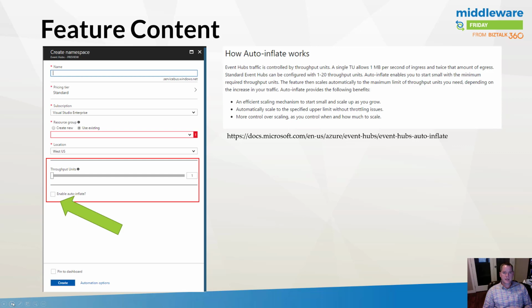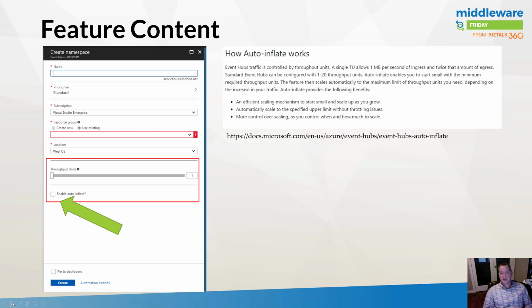And the whole idea with Auto Inflate is it provides an efficient scaling mechanism to start small and to scale up as you grow. So this is very much in line with other cloud models, where now we've got this dynamic capacity, which is fantastic. I can essentially pay for what I need.